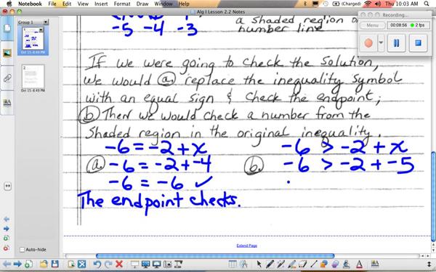Well, -6 is -6. Is greater than is greater than. We're not going to change that. But we can combine our -2 and our -5. And what's that? -7. So now we have to determine, is our inequality statement true or false? It better be true, or we've shaded the wrong region. Is it true? Yes. Is -6 greater than -7? Yes. So we can say checks. If we end up with a true statement, we're going to say shaded region checks.